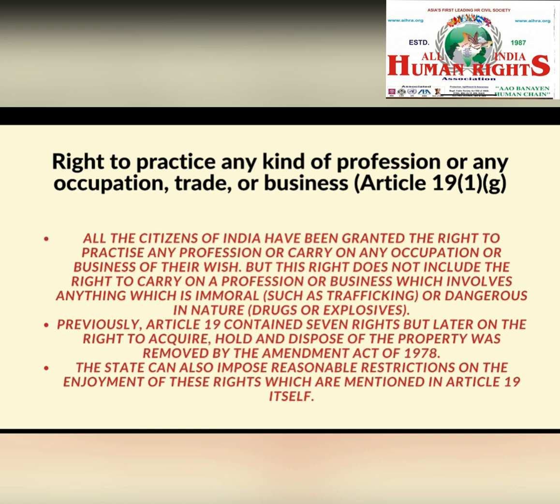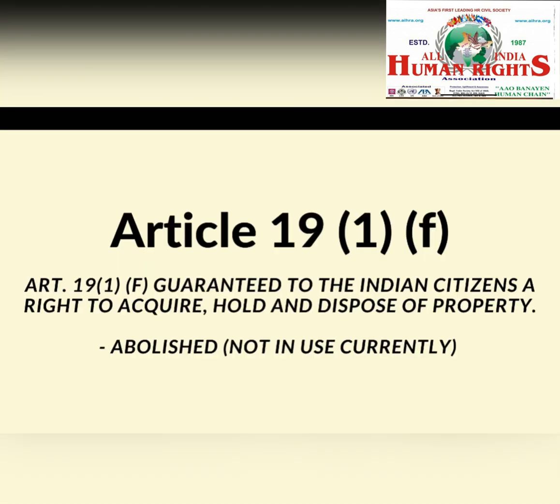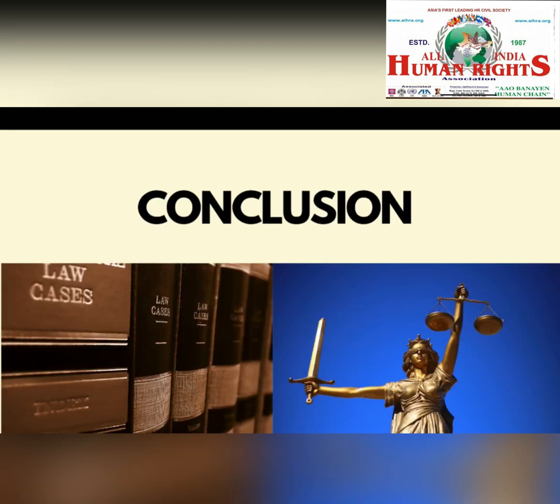The state can also impose reasonable restrictions on the enjoyment of these rights, which are mentioned in Article 19 itself. Article 19, Clause 1, Subclause F, which talks about your right as a citizen to acquire, hold, and dispose property. This was removed by the Amendment Act of 1978. Henceforth, it's abolished and not in use currently.